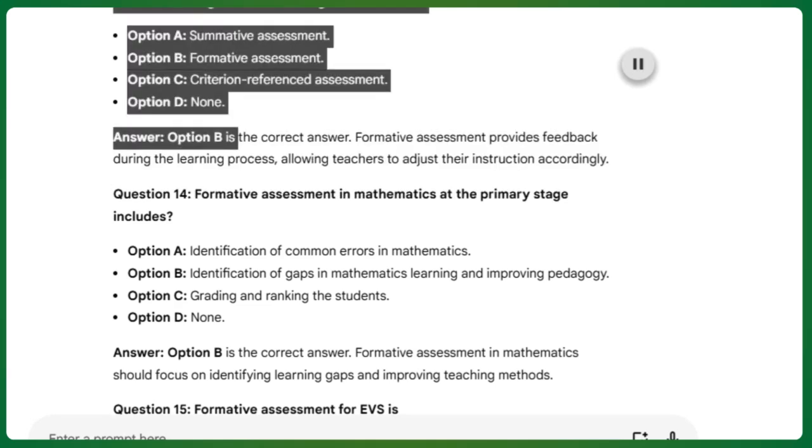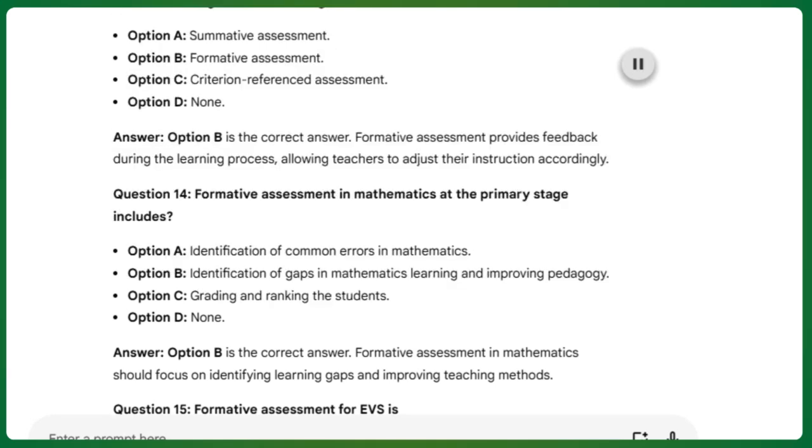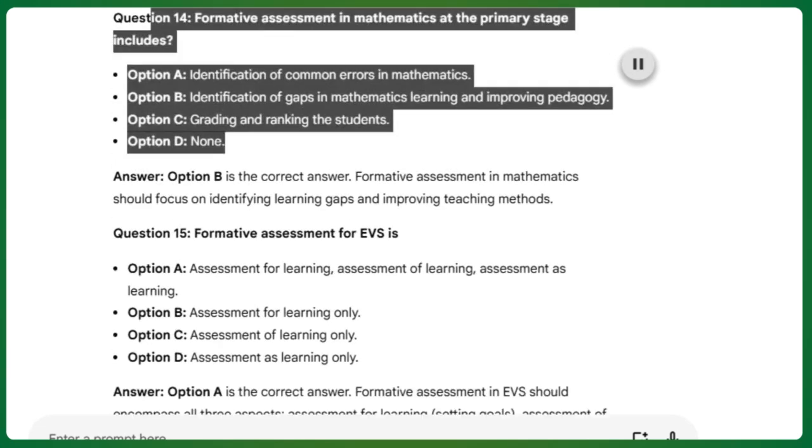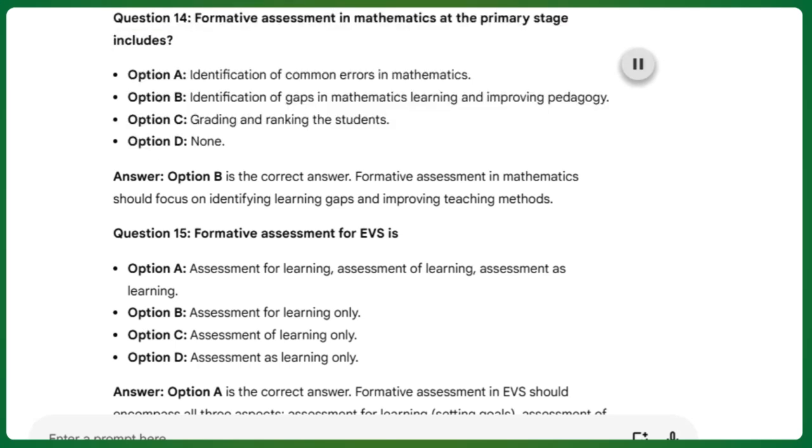Question 14. Formative assessment in mathematics at the primary stage includes Option A, identification of common errors in mathematics. Option B, identification of gaps in mathematics learning and improving pedagogy. Option C, grading and ranking the students. Option D, none. Answer. Option B is the correct answer. Formative assessment in mathematics should focus on identifying learning gaps and improving teaching methods.